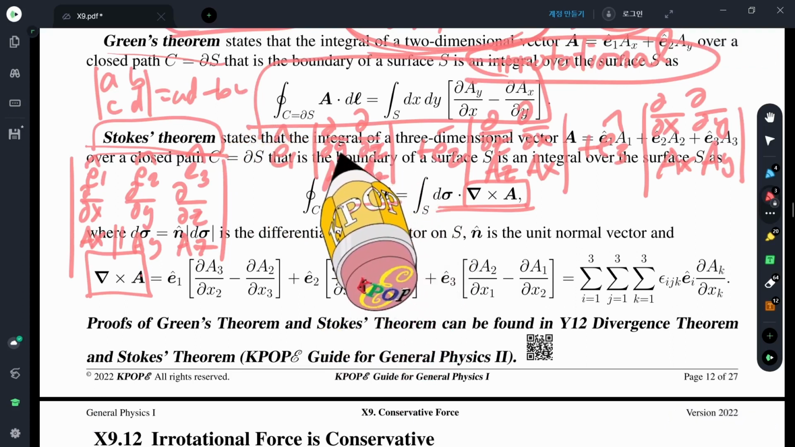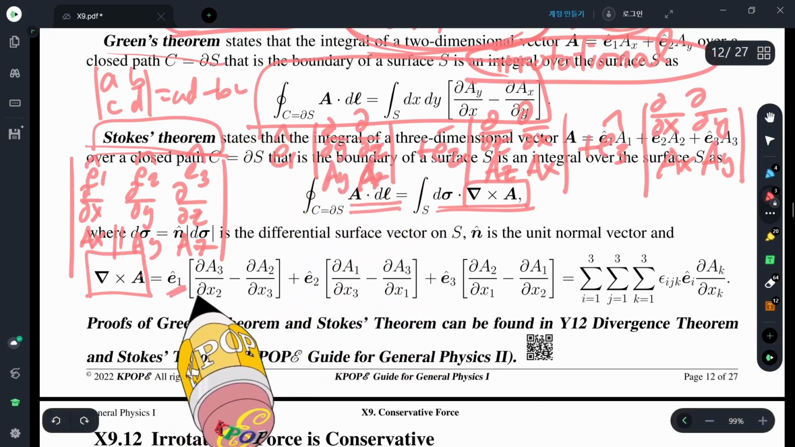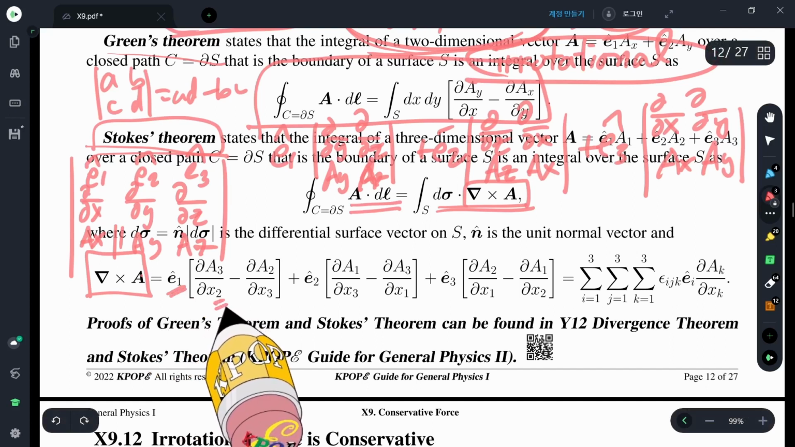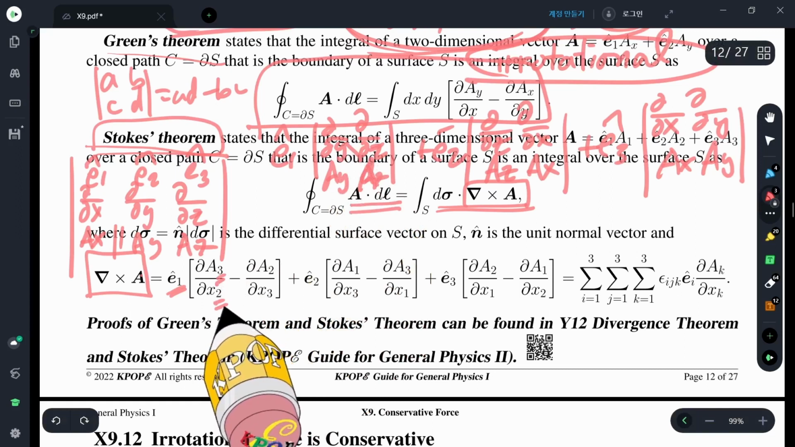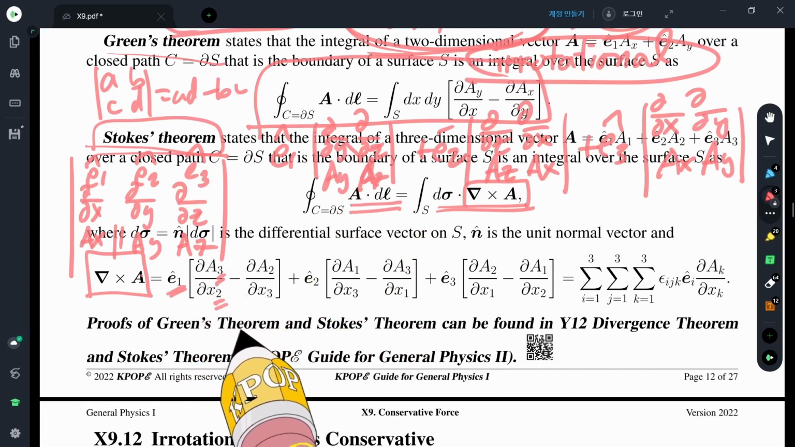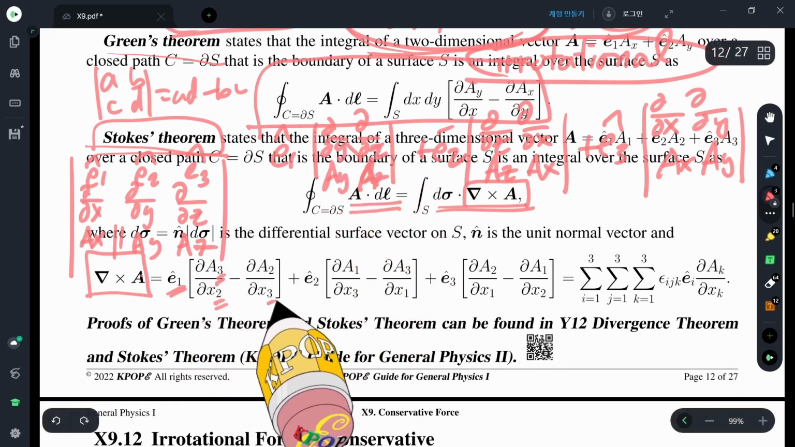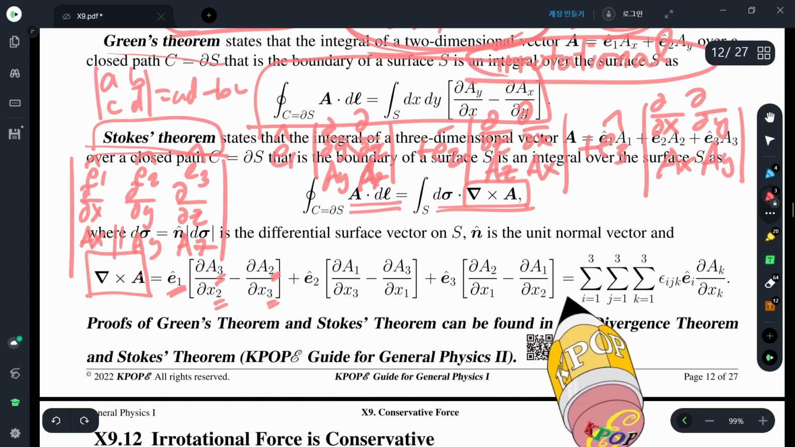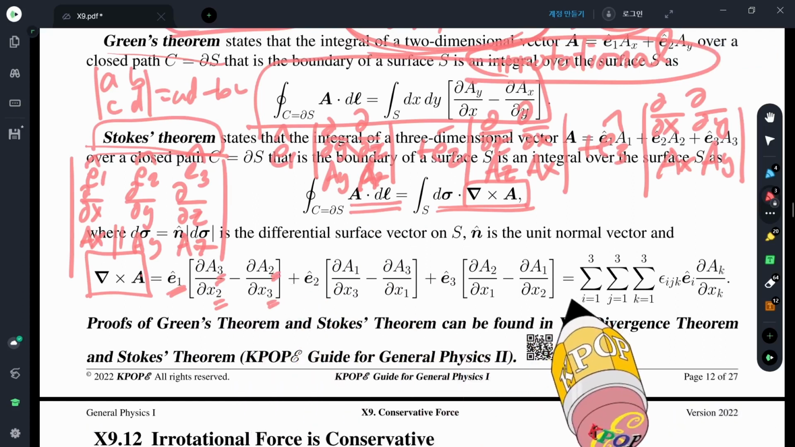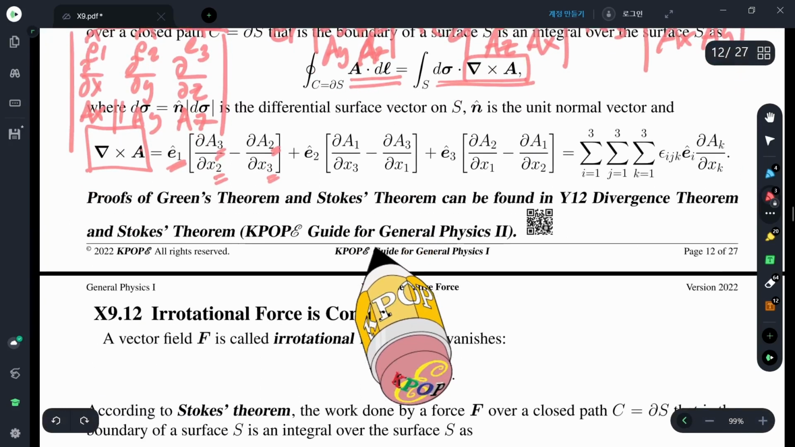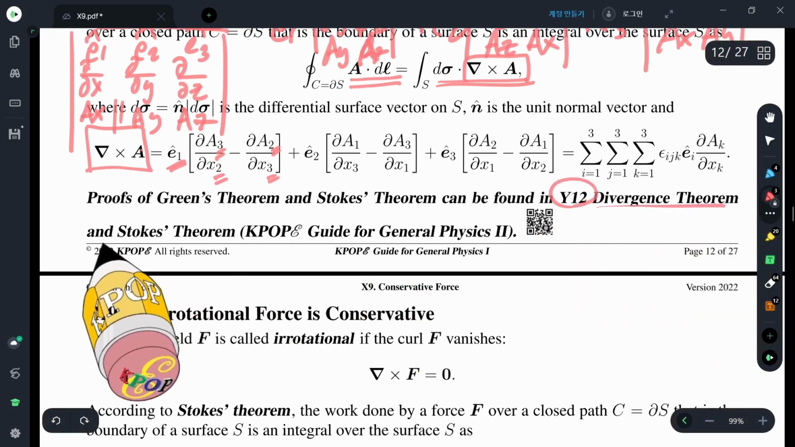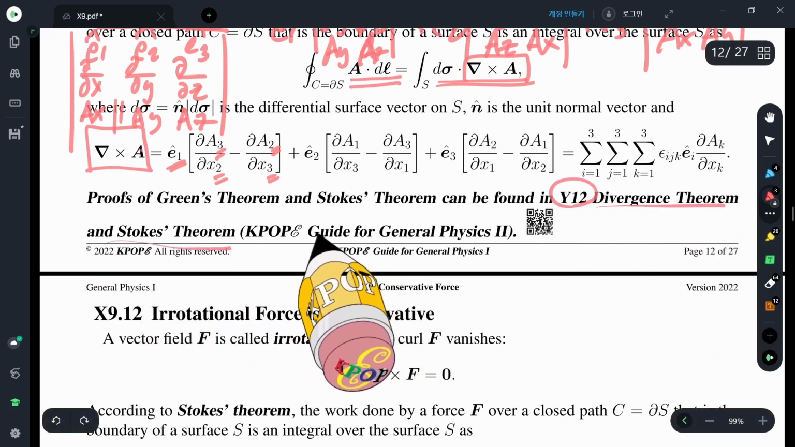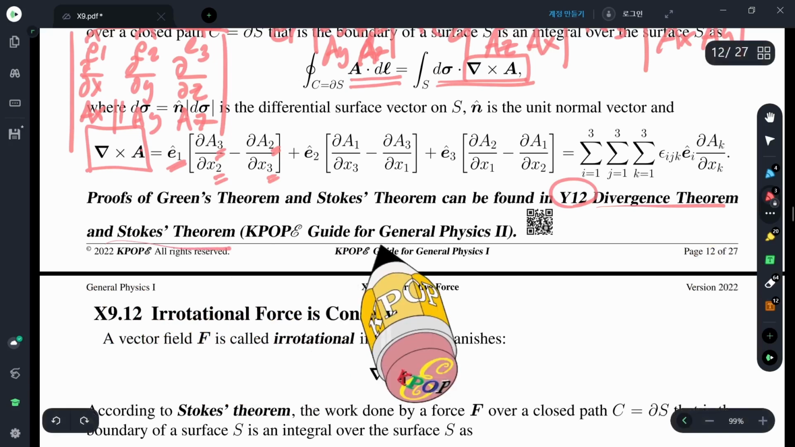If we expand this, the determinant of ABCD equals AD minus BC, right? So the first component is the y derivative of the z component minus the z derivative of the y component, and so on. Again, the complete version of the proof can be found in Y12, Divergence Theorem and Stokes Theorem, in the KPOP Guide for General Physics 2.